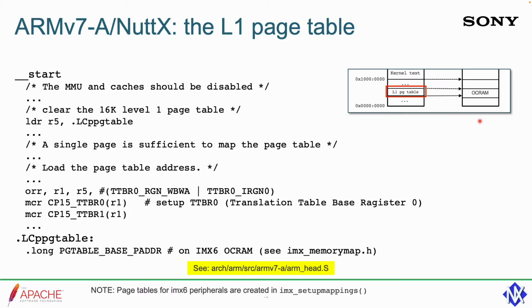When ARMv7-A NuttX boots, the start function in rv-virt is called. This is common logic for ARMv7-A NuttX. In this function, the L1 page table is initialized here, and finally set on TTBR, the translation table base register. As I explained in the previous slide, the L1 page table exists on the i.MX6 OCRAM.